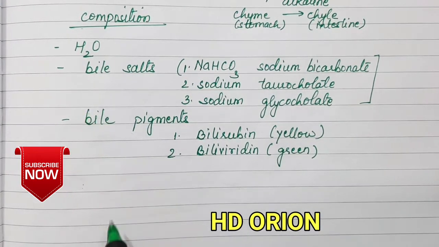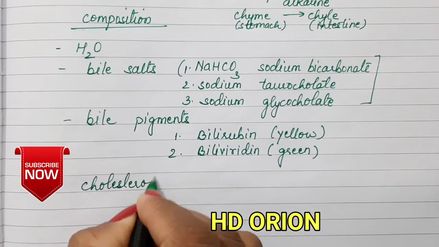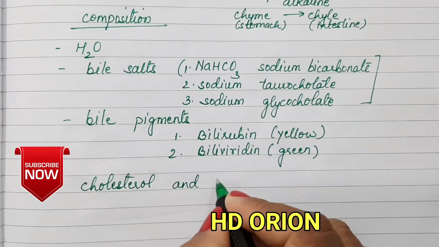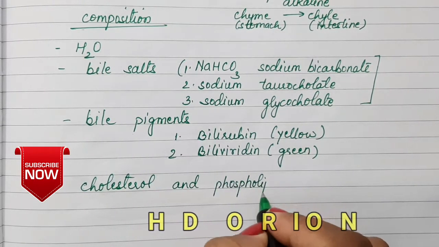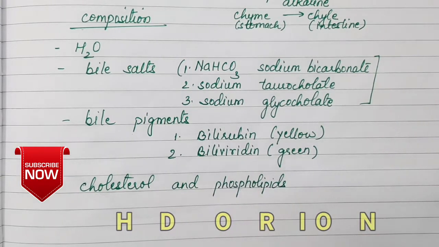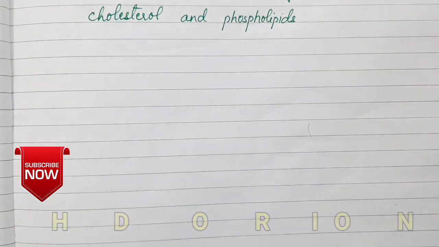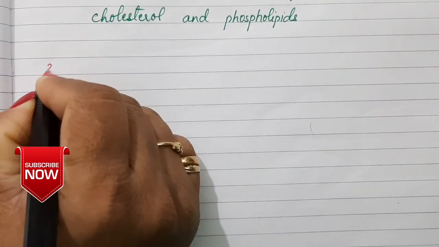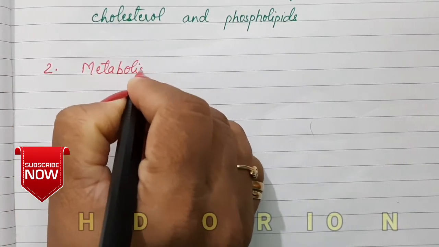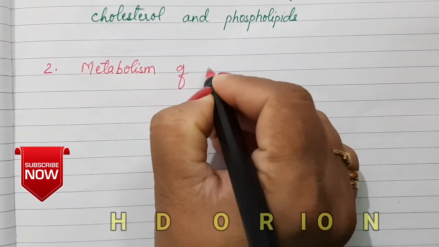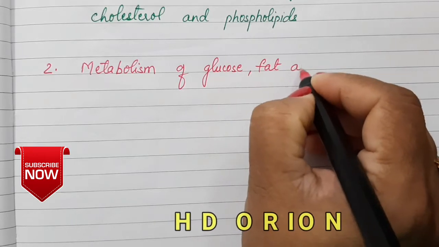These are the regular substances present, and the excess of cholesterol and phospholipids are also produced in the bile juice. The liver is also involved in the metabolism of glucose, fat, and proteins.